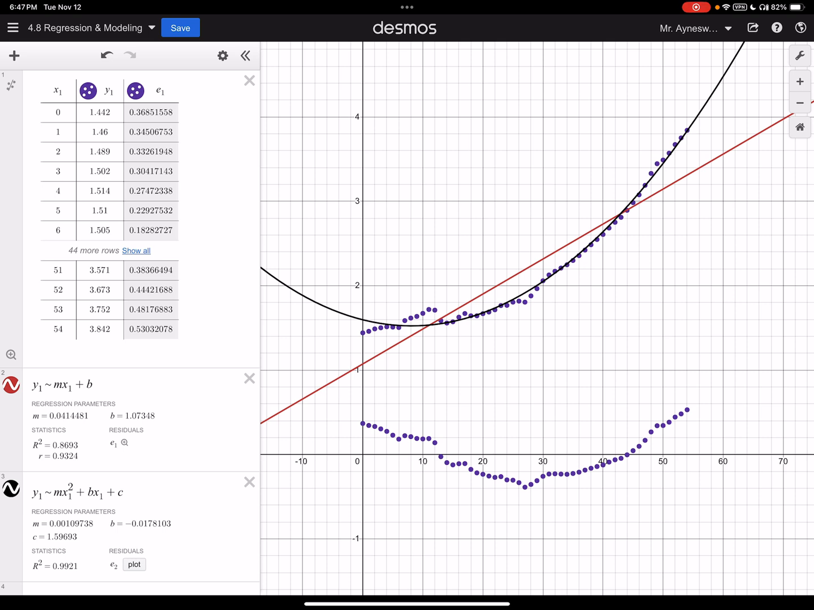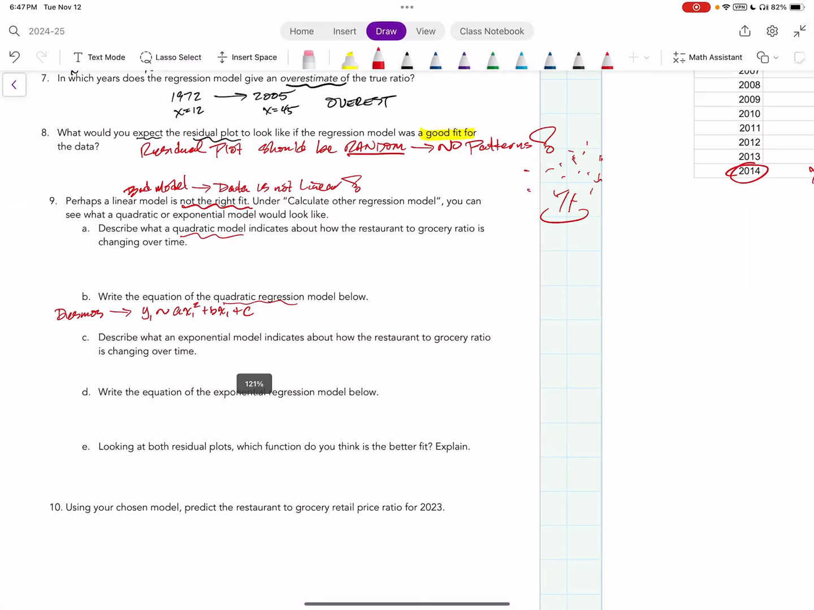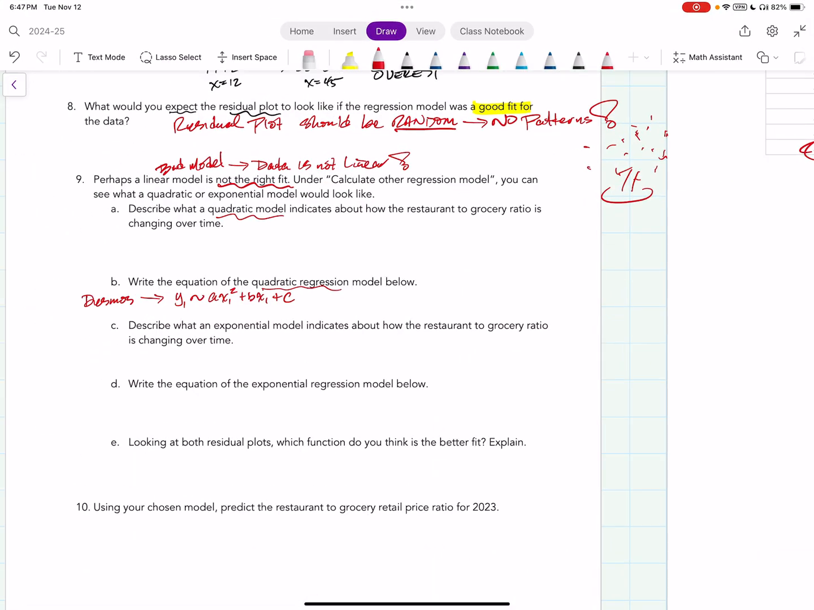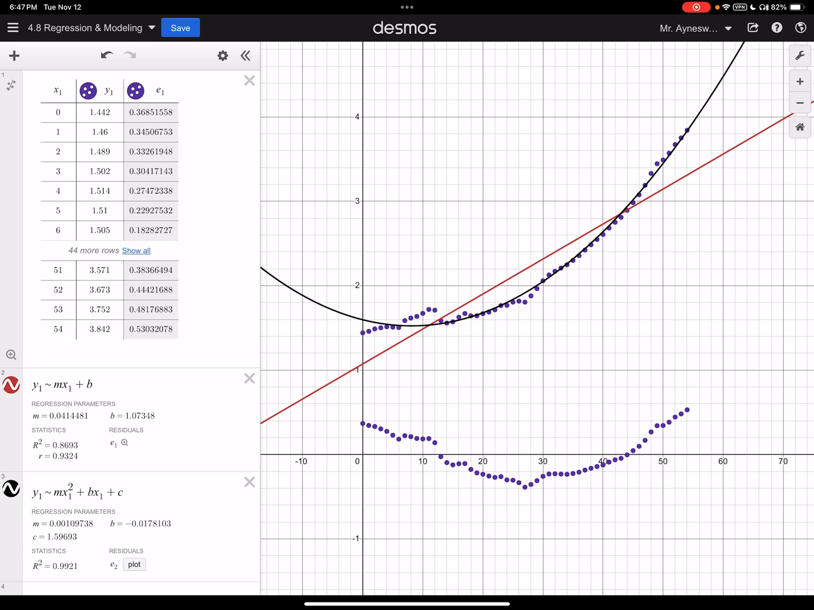And then, how does that compare to an exponential model? Let's go back to the lesson real quick. Actually, no, I'm going to import this in right now. Let's go back to Desmos and import this in so we can see it. There's our quadratic model right there, and we'll get the equation here in a minute.